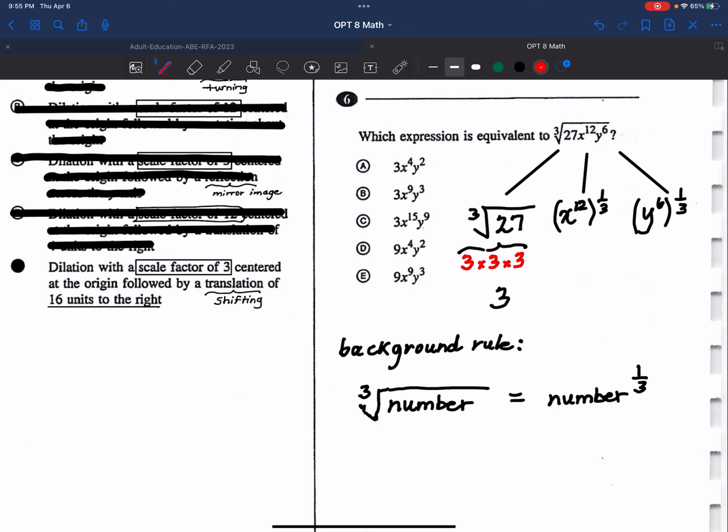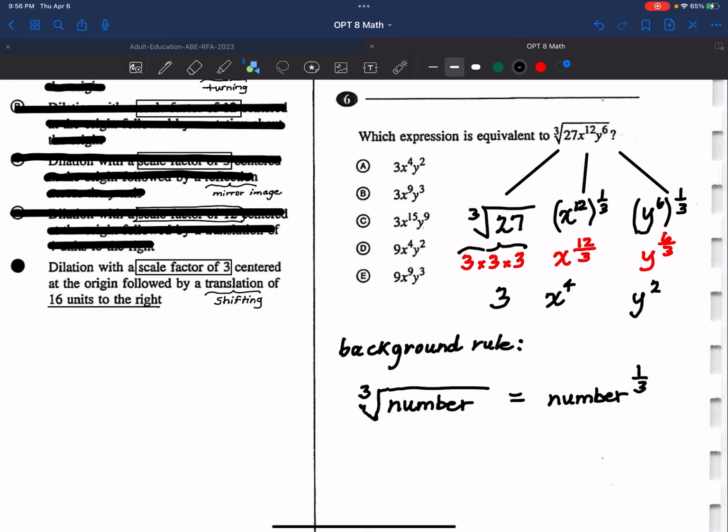X to the 12th power to the 1/3 power, we're going to make that become x to the 12 over 3. I did this by saying 12 times 1 is 12 on the top with a 3 on the bottom. So this becomes x to the 12 divided by 3 is 4. And then this one, I have a y to the 6 times 1, that's 6 over 3. So when I simplify that, I get y to the 2nd power.